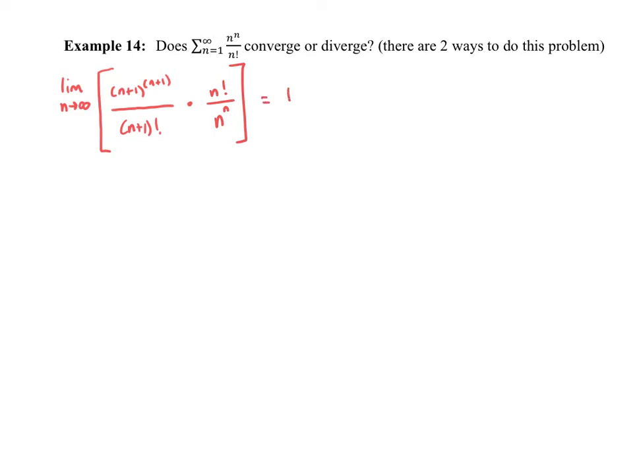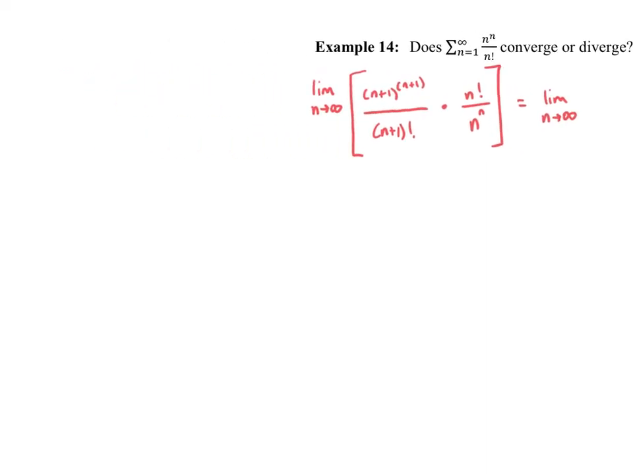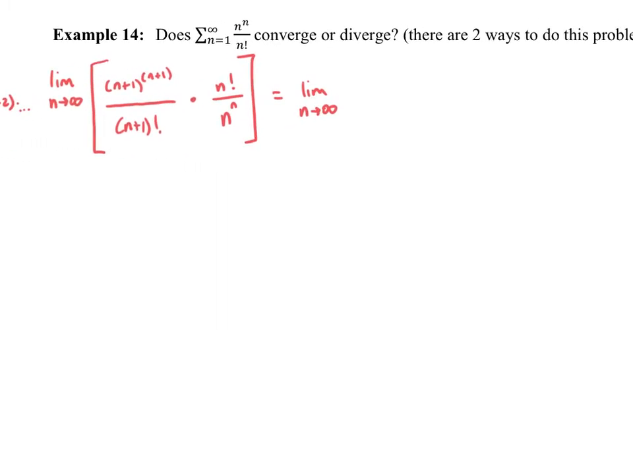Okay, the next step is that I'm going to simplify this down a little bit. Now, as a side note, if I have, for example, n plus 1 factorial, that means that I have n plus 1 times n times n minus 1 times n minus 2, and so on, okay? I'm going to write n plus 1 factorial as n plus 1 times n factorial. The reason that we're going to write it that way is to simplify this limit.